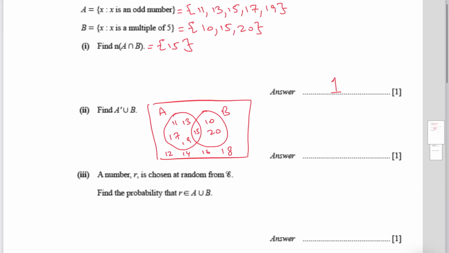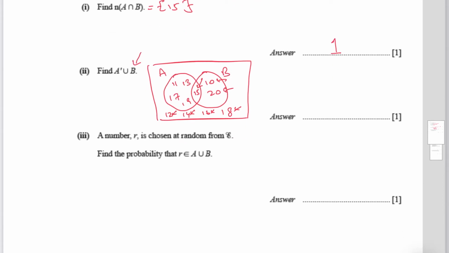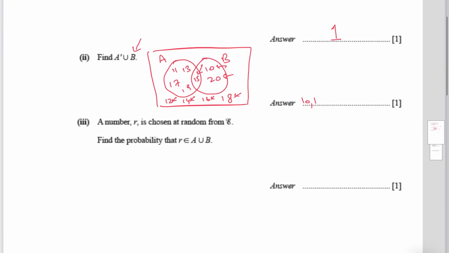Now, when it says find the elements in A complement union B, first of all we have to look at every number that is outside A. That includes 10, 20, 18, 16, 14, and 12. Then we look at all the elements inside B. Since we have covered 10 and 20, we just add 15. That means the elements in A complement union B are 10, 12, 14, 15, 16, 18, and 20.